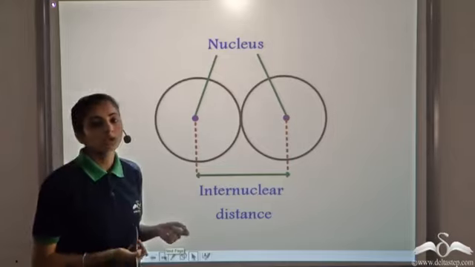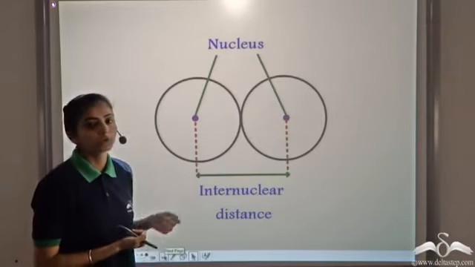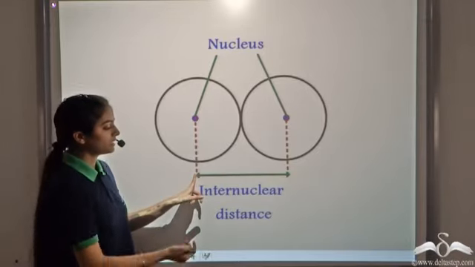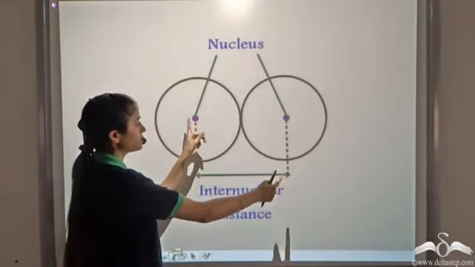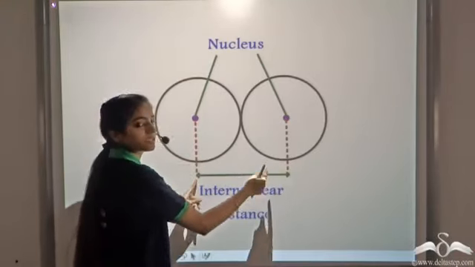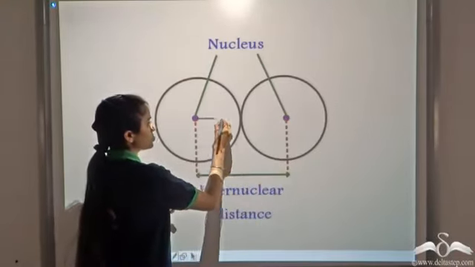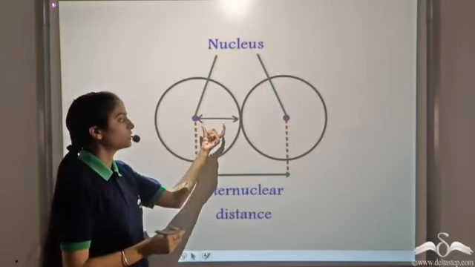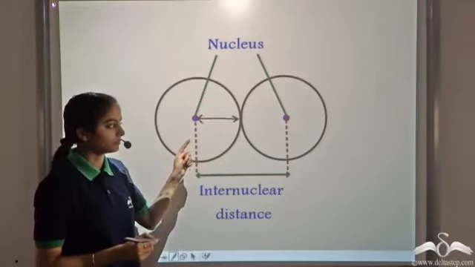Sometimes atoms do not exist independently. They form molecules. In that case, we take the internuclear distance. That is the distance between the nucleus of the two atoms, and this distance is then halved. So this distance then gives us the atomic radius of one particular atom.